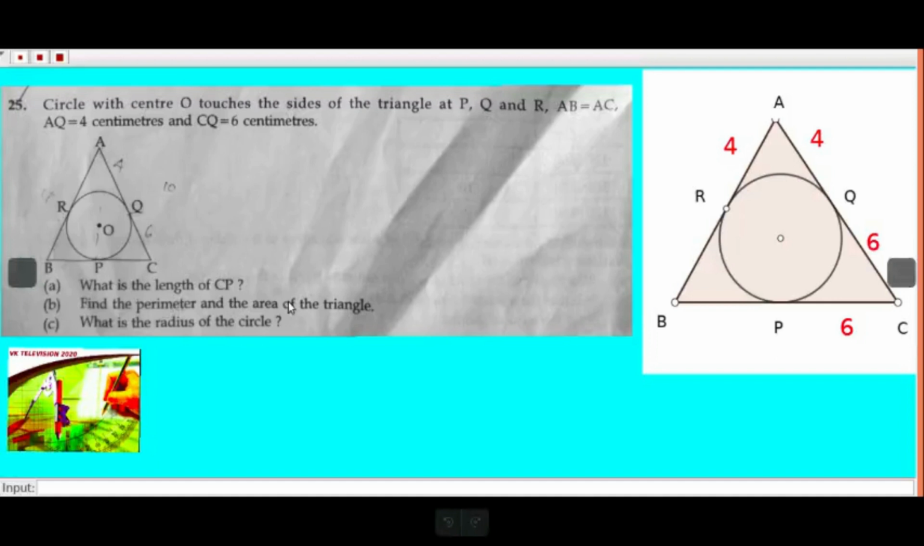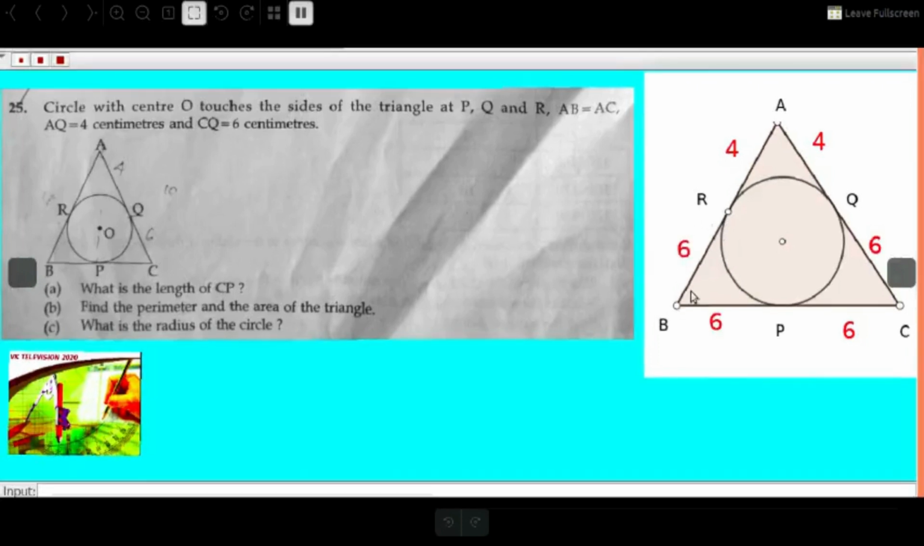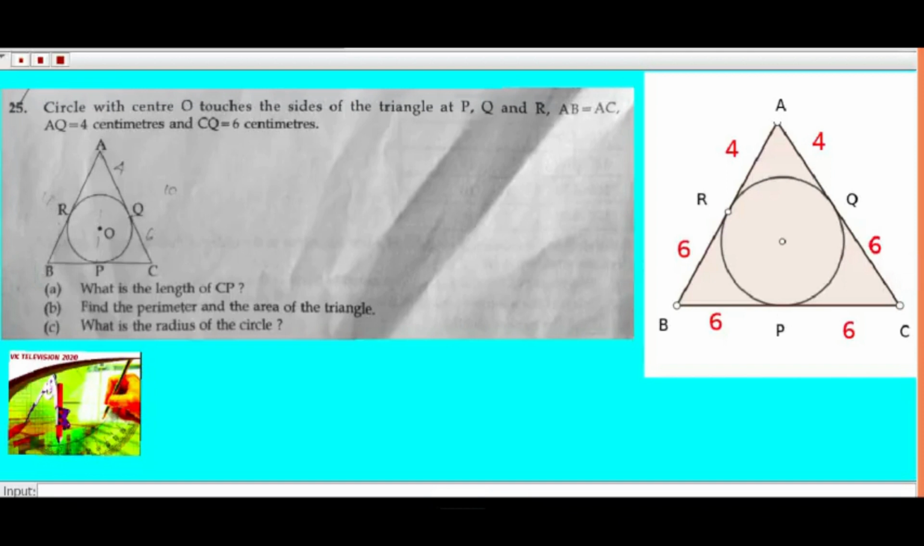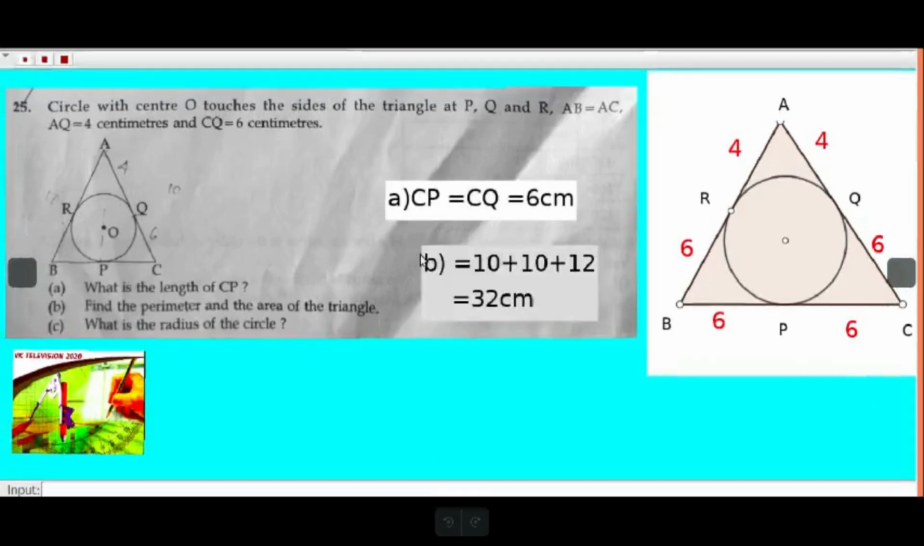Find the perimeter and the area of the triangle. Now AB is equal to AC. This length is 10, that is AC is equal to 10, so AB is also equal to 10. This distance is 6, that is BR is equal to 6, so BP is also 6. So we obtain the perimeter is equal to 10 plus 10 plus 12, that is 32 centimeters.